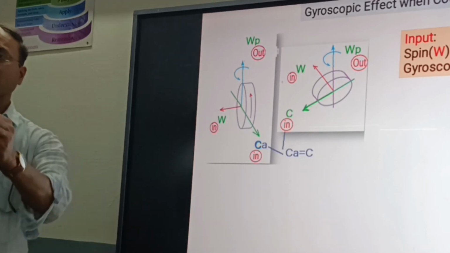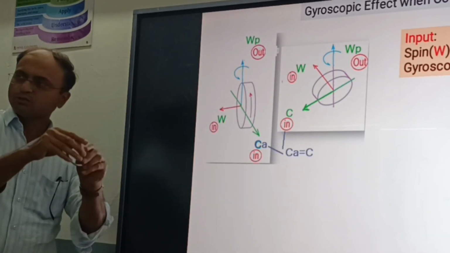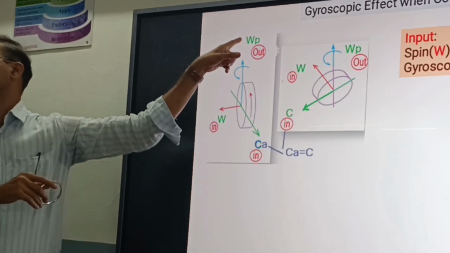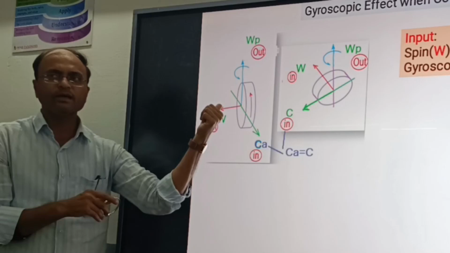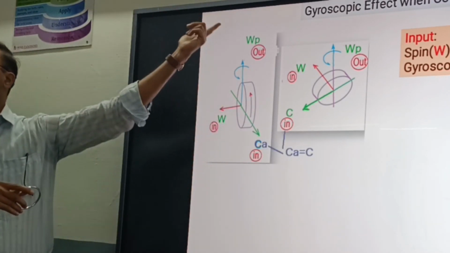It will not happen that you are taking it forward and it is tilted and it will go like this only. Okay, it will experience an output effect in the form of precession. Okay, so whenever omega is input and couple is input, output is precession.